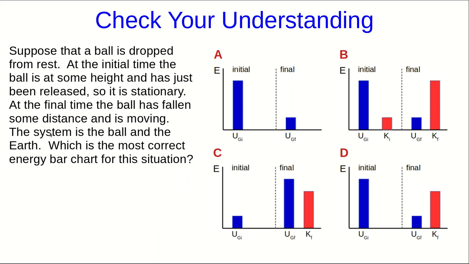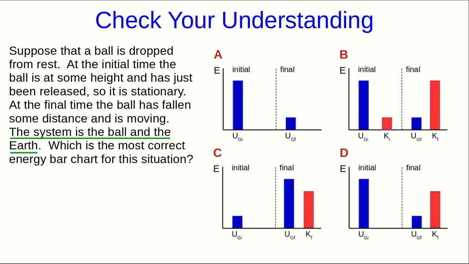This is a situation almost exactly like the problem I just worked, except instead of the ball being thrown upward, this ball is being dropped from rest. So it's starting off at some height, and it's just been released, so it's stationary at the start, and at the final time it has gone some distance down.